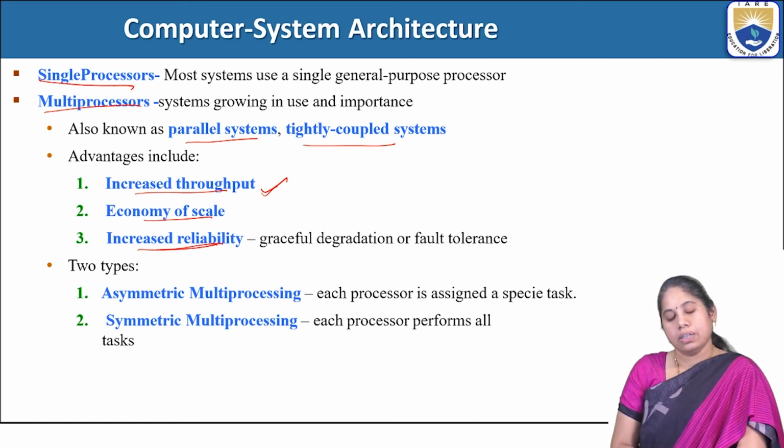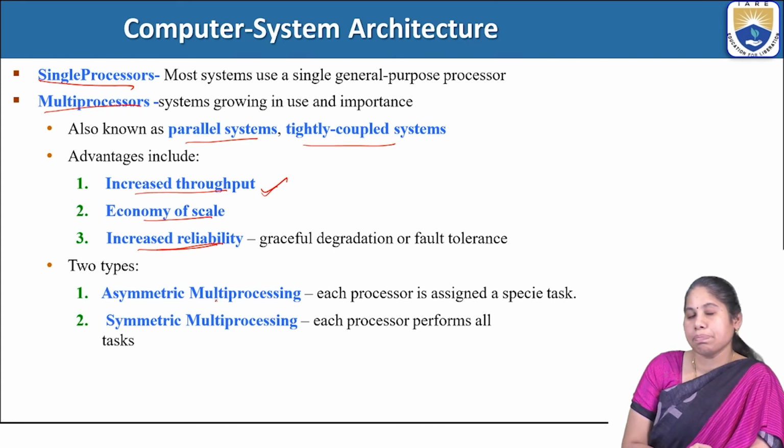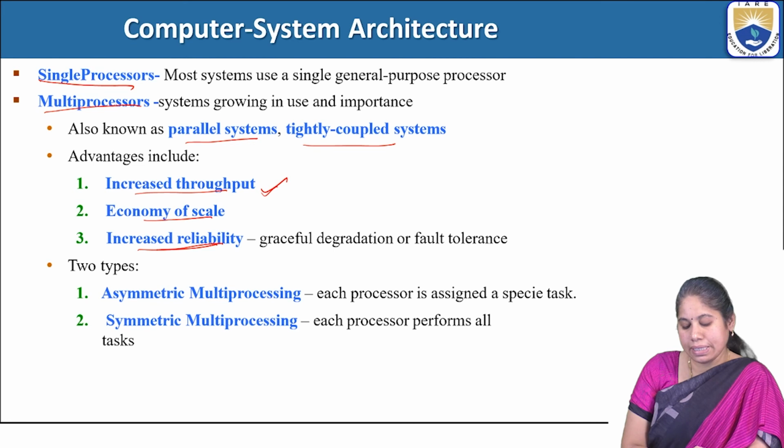Under this, you may come across asymmetric multiprocessing and symmetric multiprocessing. Asymmetric multiprocessing is in the sense that each processor is assigned a specific task.